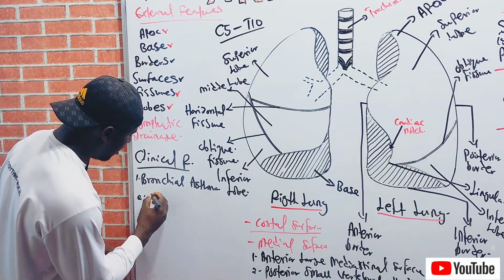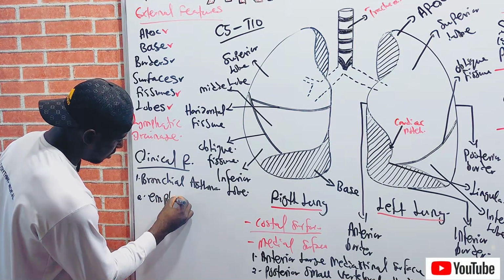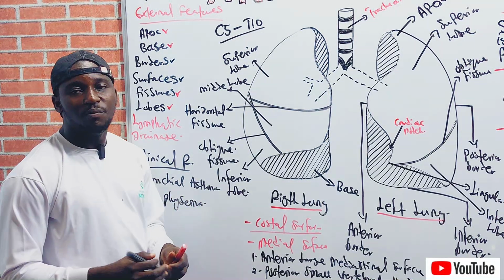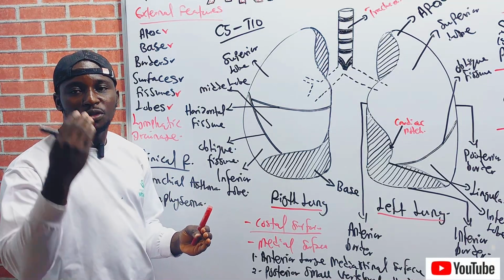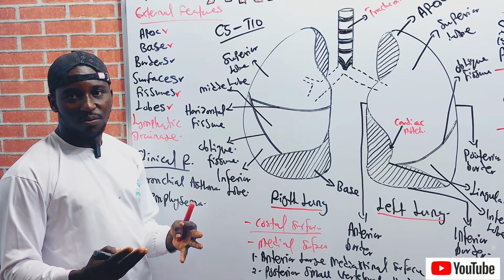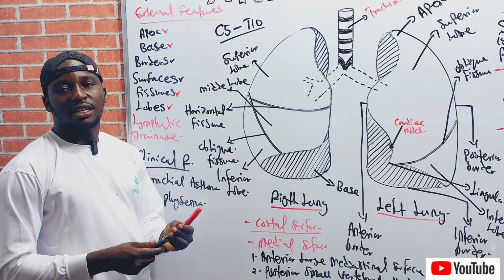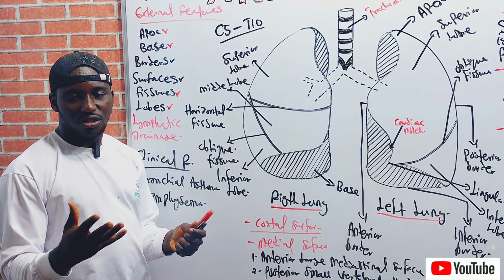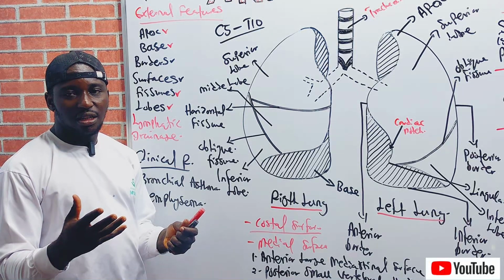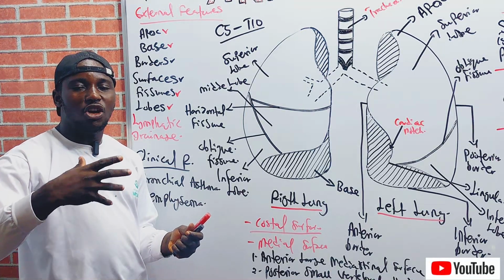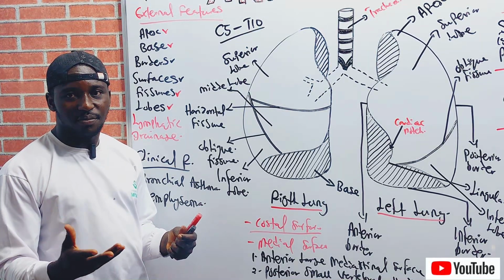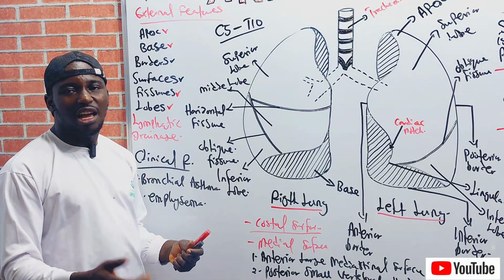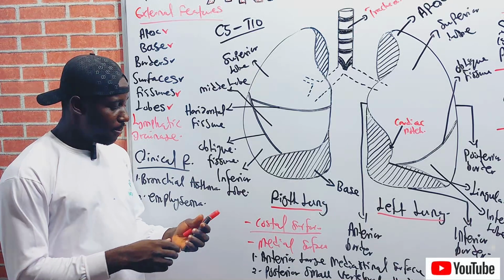The number two is emphysema. Emphysema is one of the chronic obstructive diseases of the lungs, whereby there is a destruction of the alveolar sacs in the lungs, where there will be a difficulty in breathing. You get, so it's a problem of the alveolar sac in the lungs. Call it pulmonary emphysema.